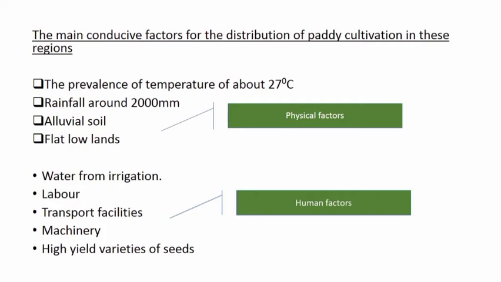There should be transport facilities for this cultivation, to transport the harvest, to transport paddy to the factories, and to transport production to the market. There should be a good transport network. In this cultivation, farmers use high-yield varieties of seeds to get a good and large amount of harvest.